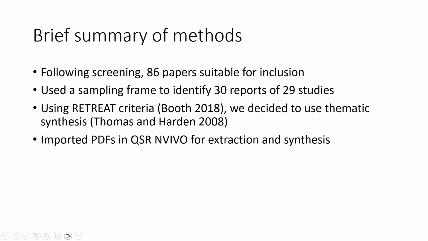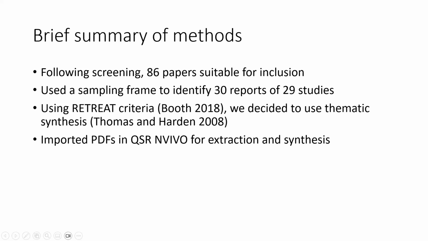At this point in the review, we had completed our searches and screened titles and abstracts and then full text and confidence. We also sampled from a larger set of studies suitable for inclusion, resulting in 30 reports of 29 studies. We decided that Thomas and Harden's thematic synthesis approach was the most appropriate, as the findings generated can be particularly useful to policymakers and practitioners.